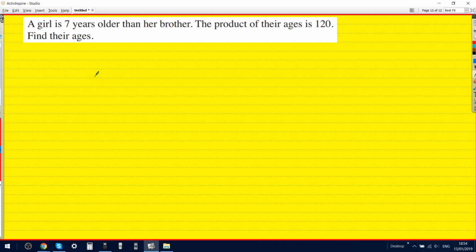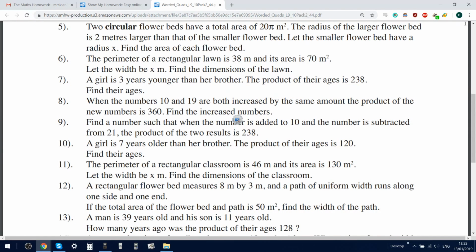How would you do this? So x would be her brother's age, multiplied by x plus 7, which would be her sister's age, the girl's age, equals 120. A girl that's 7 years older than her brother. So he's x, she's x plus 7, the product is 120. That's it. So that was as easy as the other one.